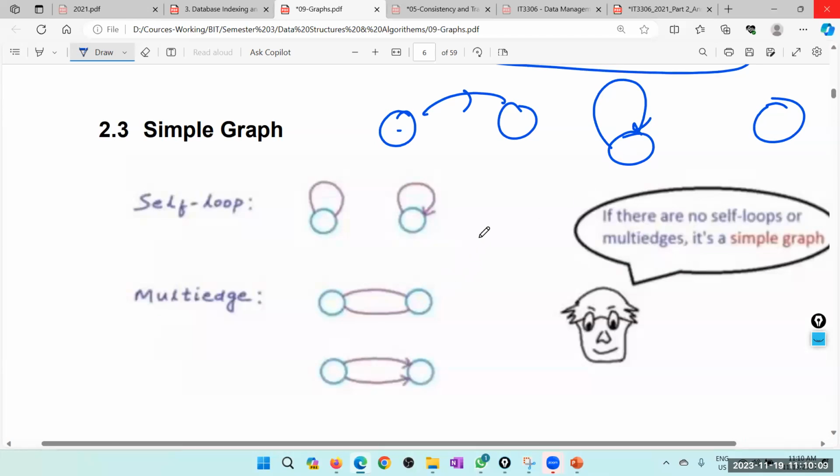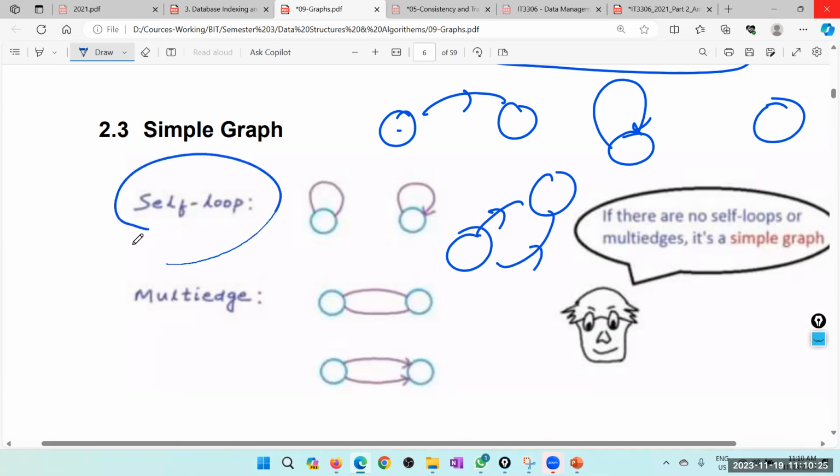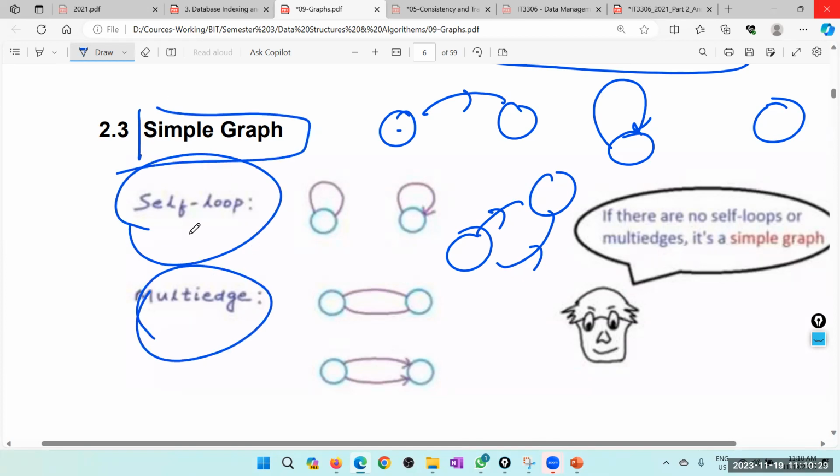Multi-edge means between two nodes, you have more than one path between two adjacent nodes. You can go this way or that way. So then we say we have a multi-edge. If your graph has no self loops and no multi-edges, then we call it a simple graph. Then someone will ask, why can we have multi-edges?